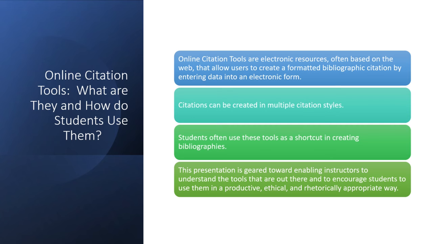What are online citation tools and how do students use them? Online citation tools are electronic resources, often based on the web, that allow users to create a formatted bibliographic citation by entering data into an electronic form. Citations can be created in multiple citation styles, such as MLA, APA, and Chicago. Students often use these as a shortcut in creating bibliographies.